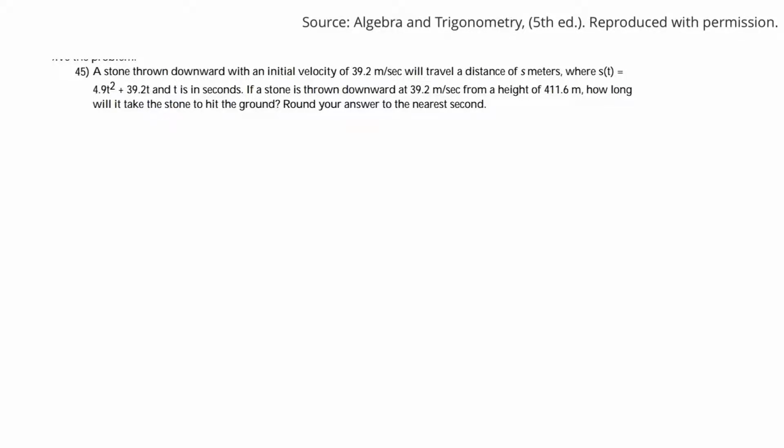All right, here's a couple of questions that deal with polynomial functions and manipulating and solving them. So the first question says you throw something downward, initial velocity 39 meters per second, and they give you a function. So the function is s of t is equal to 4.9 t squared plus 39.2 t.